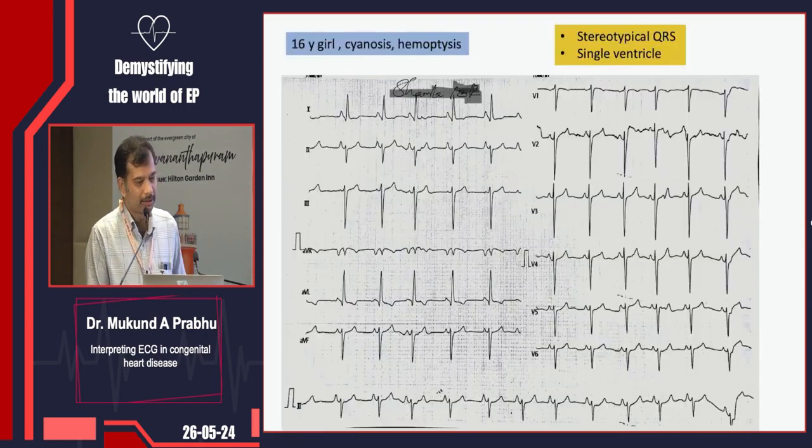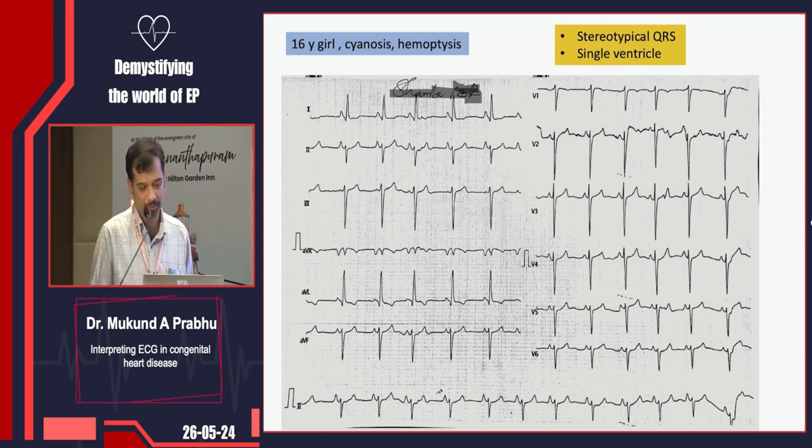And lastly, this is a 16-year-old girl with hemoptysis who had a single ventricle. You can see the stereotypical QRS complexes. All the QRS appears the same from V1 to V6. There's no transition from RV force to LV force because there's no septum at all. It's all facing a single ventricular cavity.